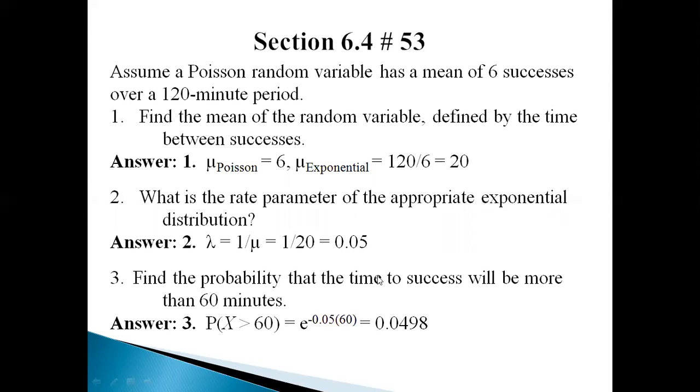Now, what if we want to find the probability the time to succeed will be more than 60 minutes? Remember, usually it's less than or equal to 60, and greater than is going to be just e to the minus lambda x. So e to the minus 0.05 times the 60, and that gives us 0.0498.